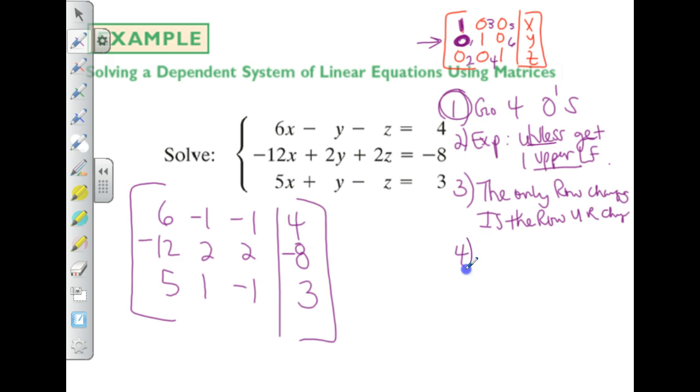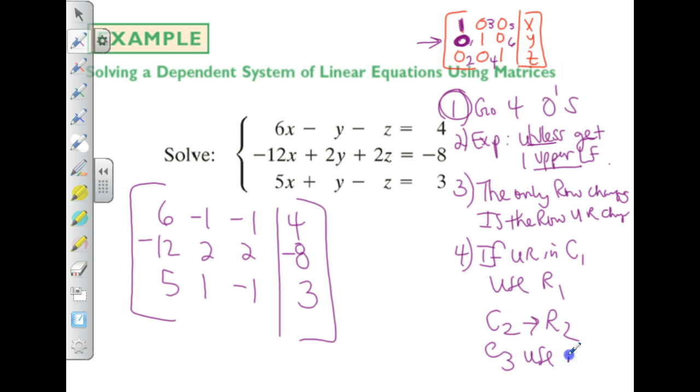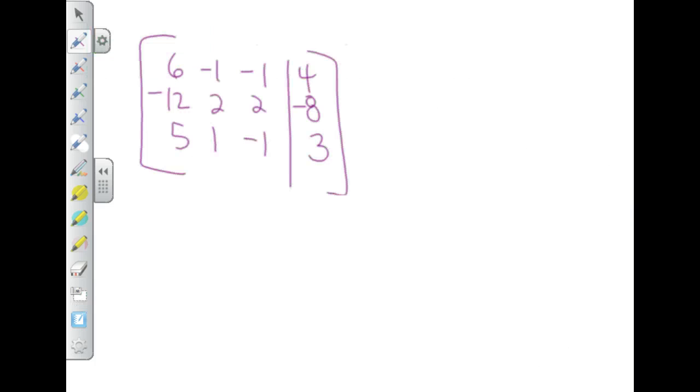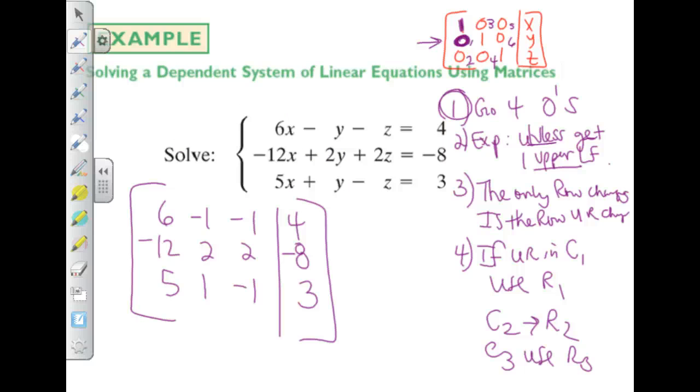And then the fourth rule, which is the last one, says that if you are in column 1, use row 1. If you're in column 2, use row 2. And if you're in column 3, use row 3. So those are your rules that will, I think, guide you successfully through. I'll show you a quick example. I just copied this.